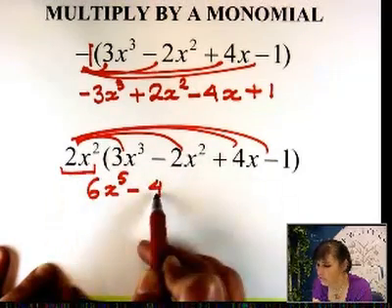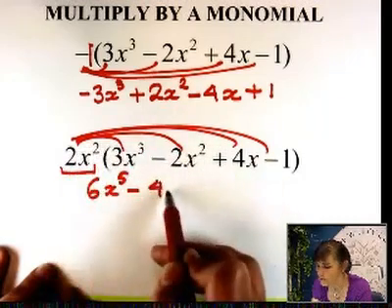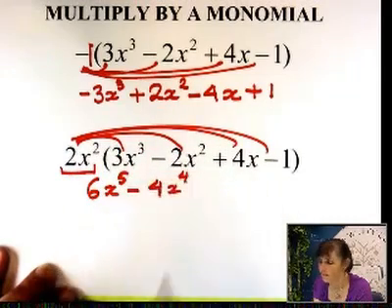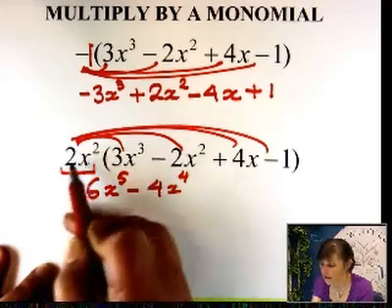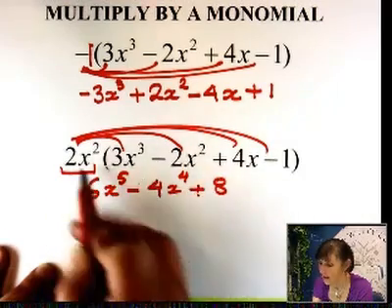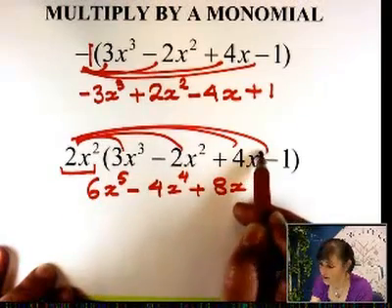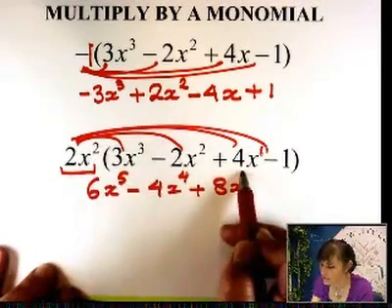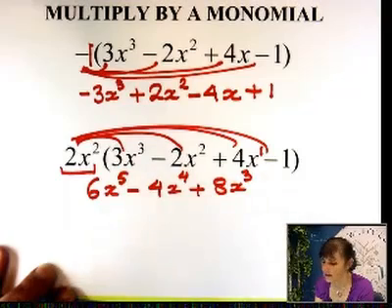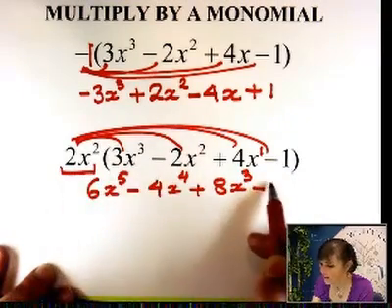2 times 2 is 4. You have an x squared and an x squared, you add the exponents, that's x to the 4th. The next one, multiply the numbers, 2 times 4, that's 8. And you have x squared, and there's a hidden 1 in here. 2 plus 1, that's 3. And the last one, 2x squared times -1, that's going to give you a -2.